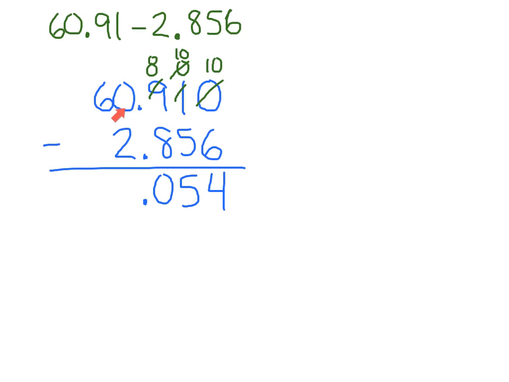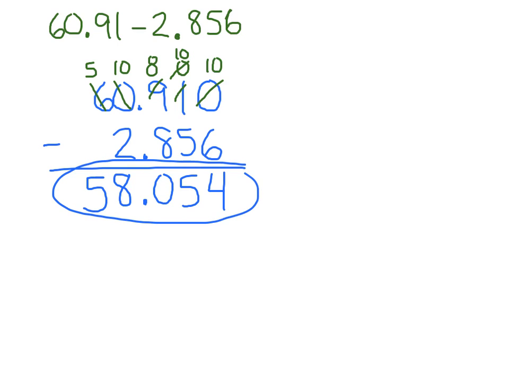Can't take 2 from 0, so I need to borrow a 10, and 1/10 is equal to 10 ones. So I'm going to borrow that, and I'm going to make that 10. And 10 take away 2 is 8, and 5 I take away nothing is 5, and so there is my answer. I can estimate if I want to see if my answer is reasonable. And I'm going to call this 61, take away about 3, and that's going to give me about 58. So it's a reasonable answer for sure.